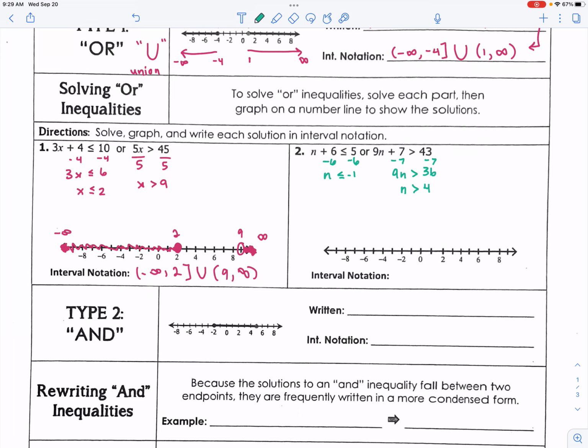So again, when we shade here, we have -1. We want n less than or equal to -1, so close circle at -1, and we shade to the left. And then my n's are also going to be greater than 4, so open circle at 4 and shade to the right. So my interval notation goes from -infinity to -1 included, in union with 4 not included, to positive infinity.